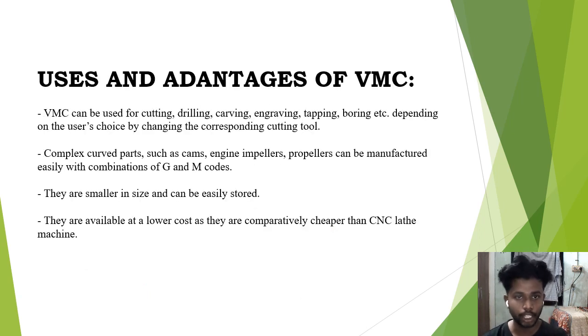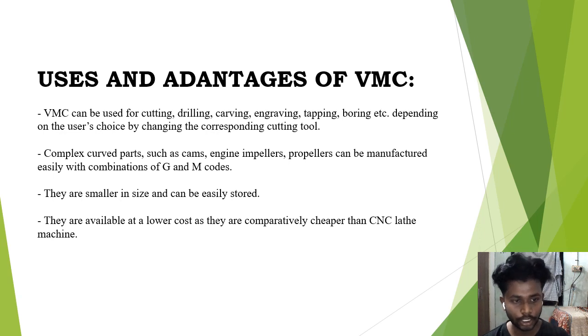Now let us see the uses and advantages of a vertical milling center. It can be used for cutting, drilling, carving, engraving, tapping, boring, etc. All these processes can be done with ease of access. For each of these processes, a specific cutting tool should be placed in the spindle. Complex curved parts such as cams, engine impellers and propellers, and pull rods in tractors can be manufactured with a VMC easily with simple sets of G and M codes.